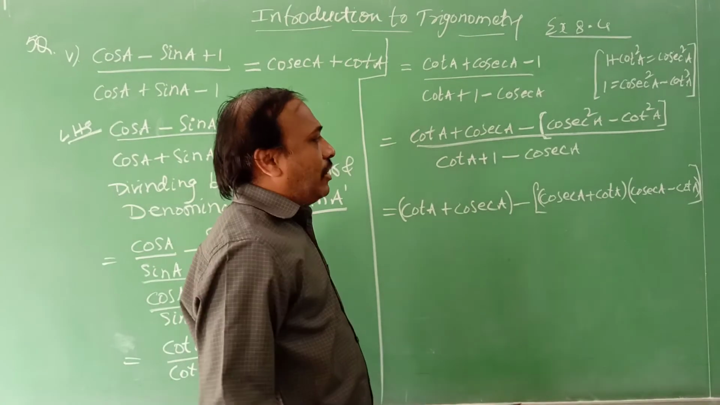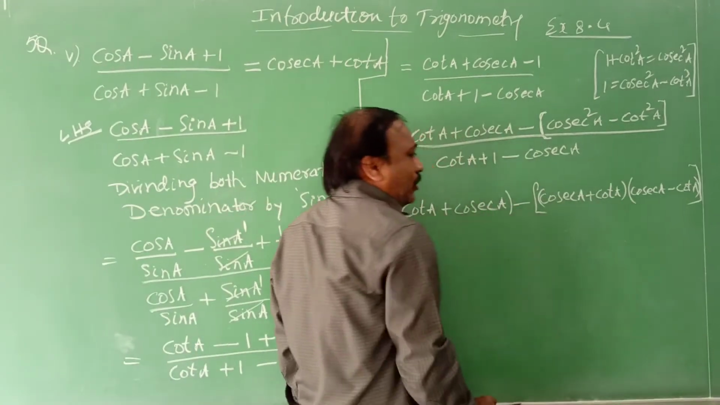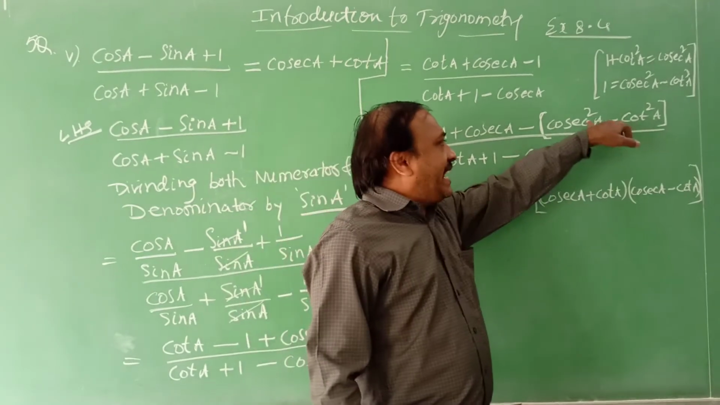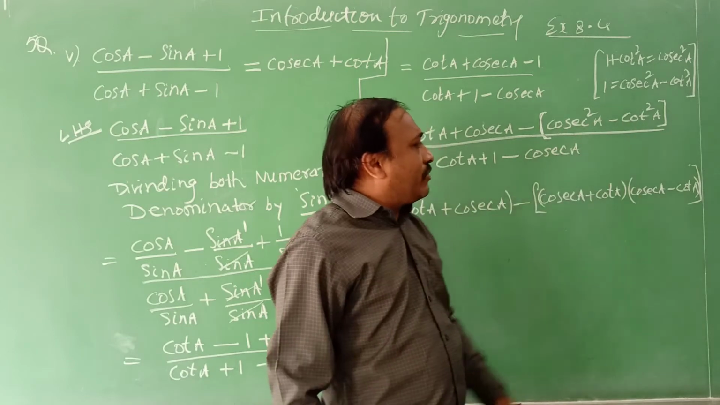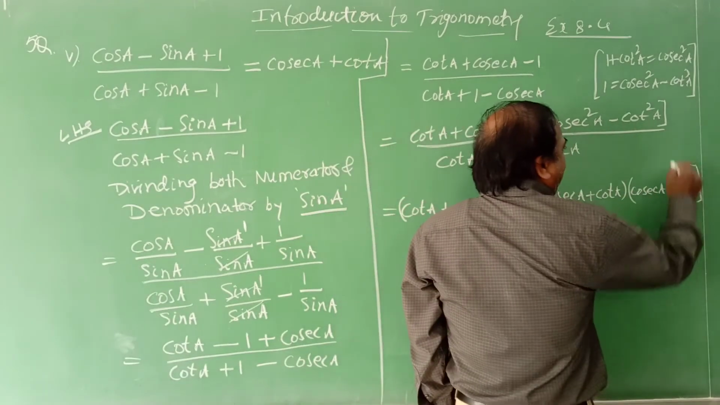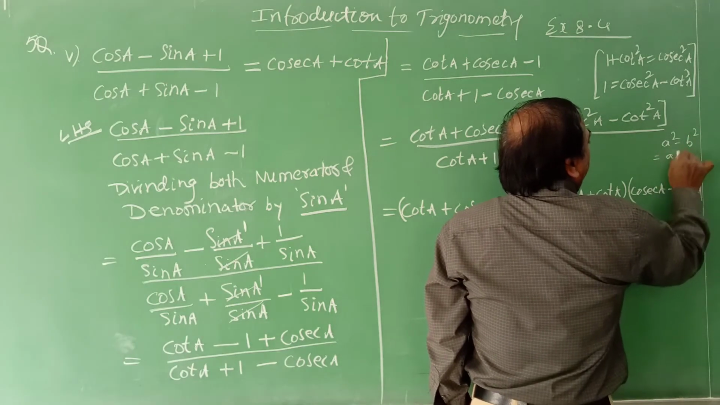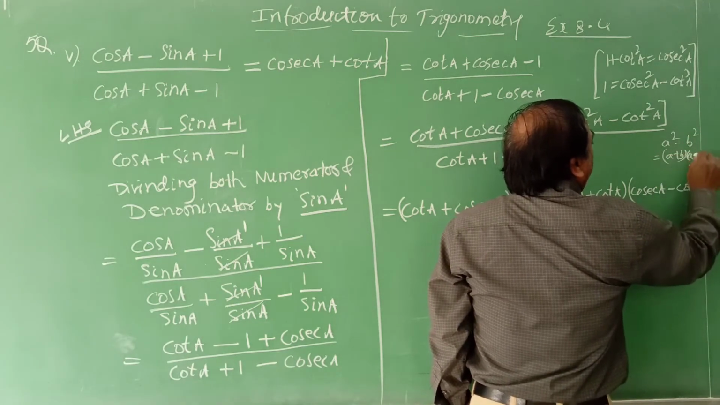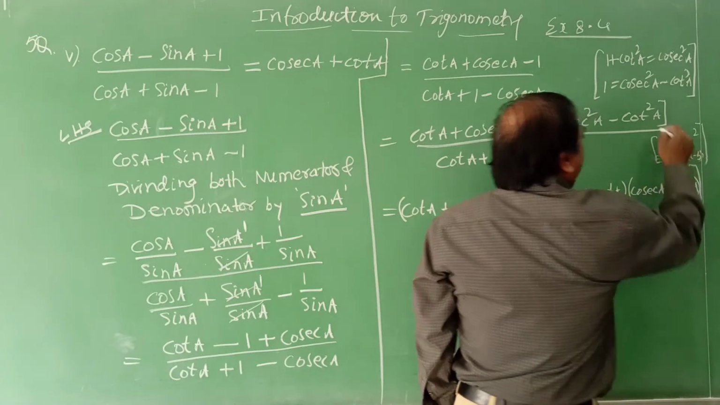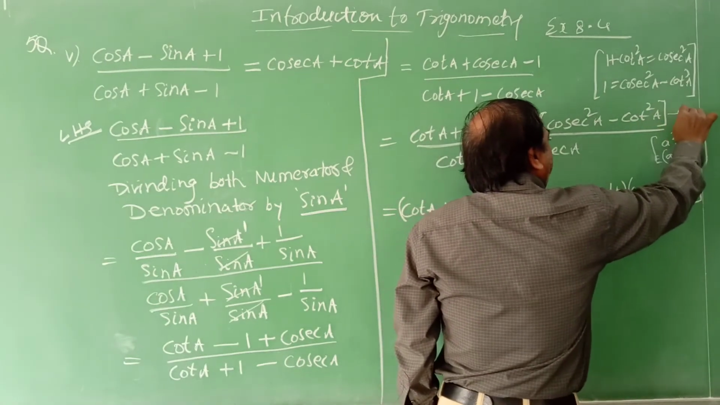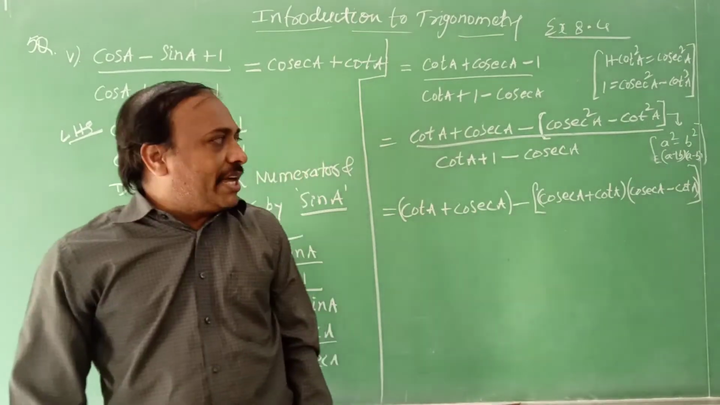Cosecant A minus cot A. The identity we use here is A plus B into A minus B, which is A square minus B square. Here in the bracket I am writing the identity: A square minus B square is equal to A plus B into A minus B. This is the algebraic identity we are using in this.